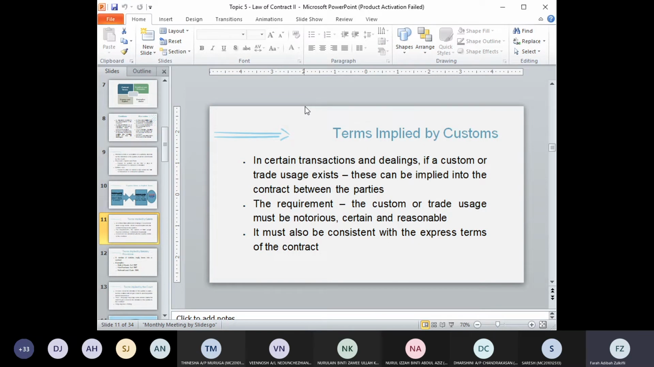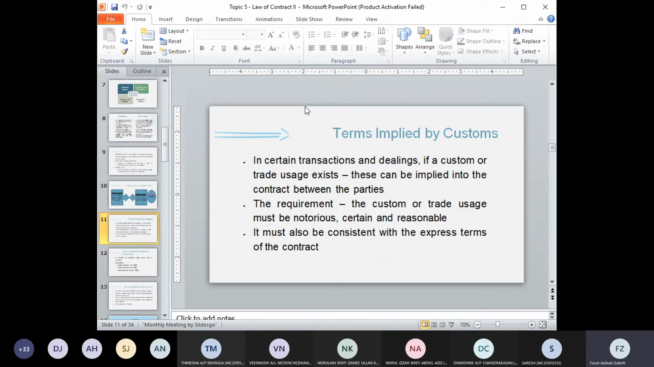Okay, so terms implied by custom. In certain transactions, in certain dealings, if a custom exists, custom is adat or standard industry practice, a trade usage, this can be implied into the contract between the parties. So the custom must be something very well known. It must be something certain, and it must be reasonable. And it must also be consistent with the express terms of the contract.